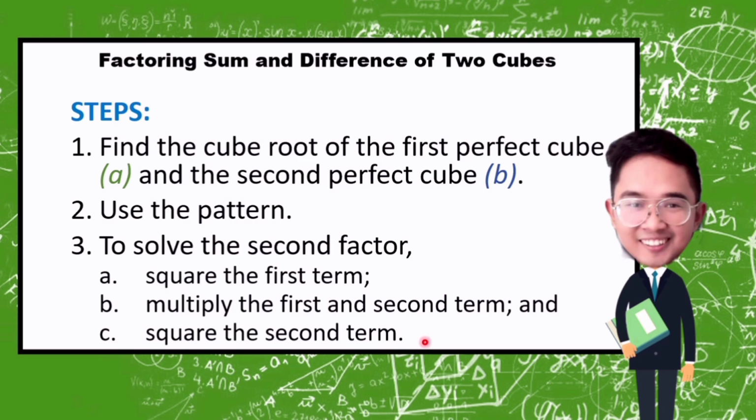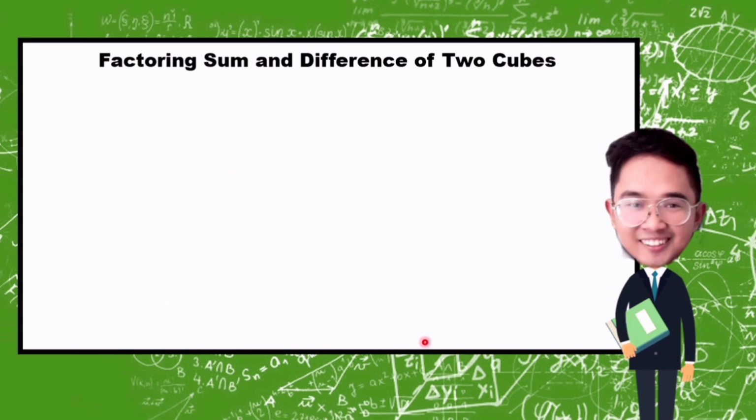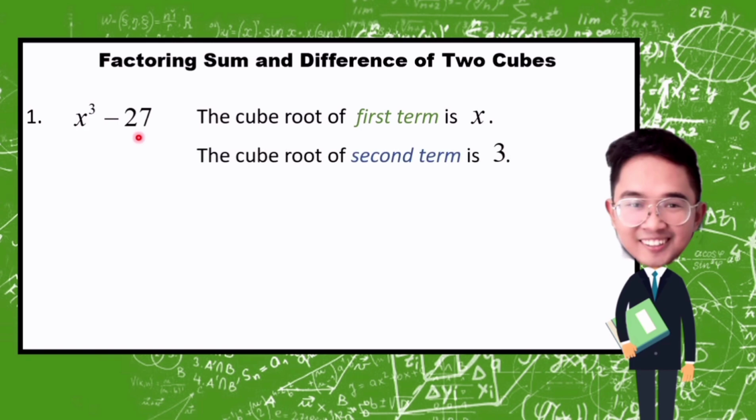So for the better understanding, let's have these examples. Number 1. x cubed minus 27. Your first term here is x cubed. What is the cube root of x cubed? The cube root of the first term is x. How about the cube root of the second term, which is 27? Correct. The cube root of the second term is 3. Since this is difference of two cubes, we need to use this pattern.